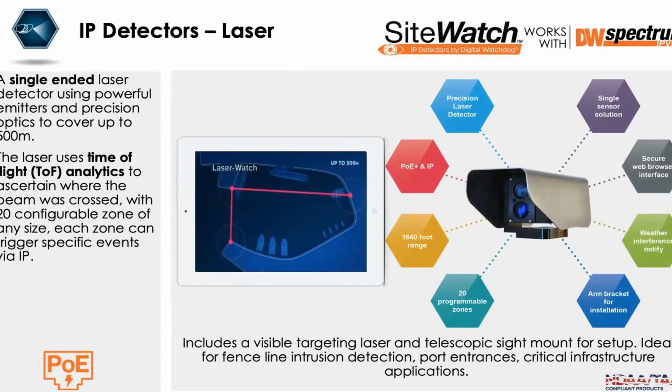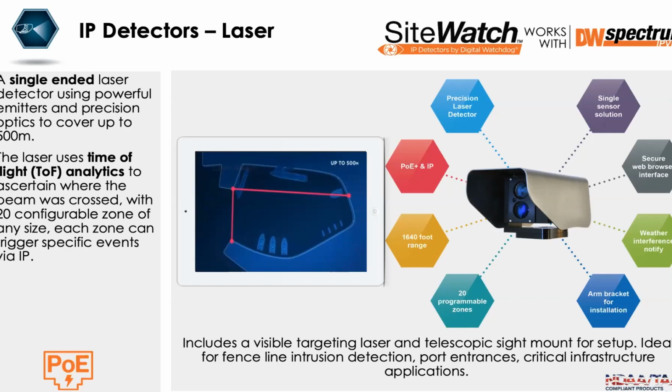Also in the SiteWatch lineup is the laser. And everybody loves to talk about the laser. It is a very cool product. Basically, what the laser does is it is a fence line. The benefit of this particular product is that it's a single-ended laser detector. What that means is you don't need a receive and a transmit. You don't need to wire to both sides of it. One side you shoot, and you're going up to 1,600 feet, a 1,640 foot range on this.